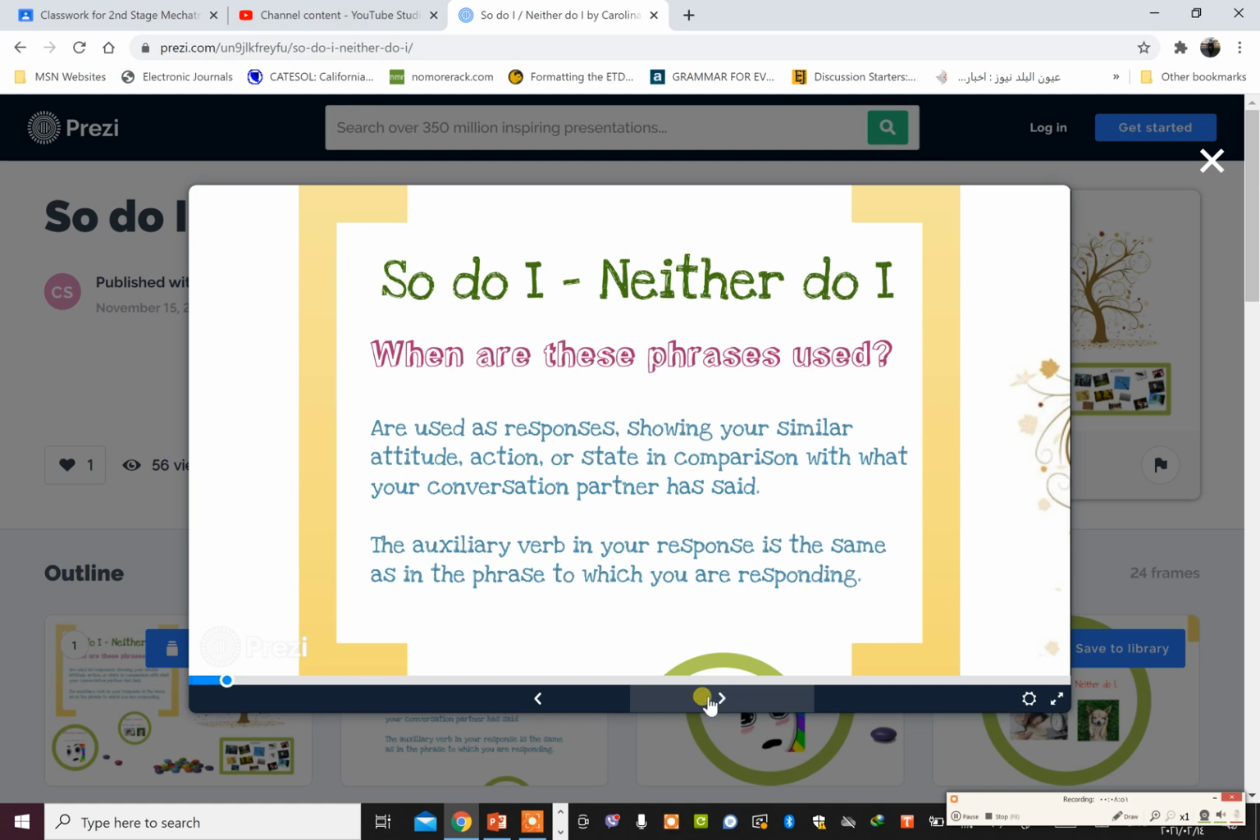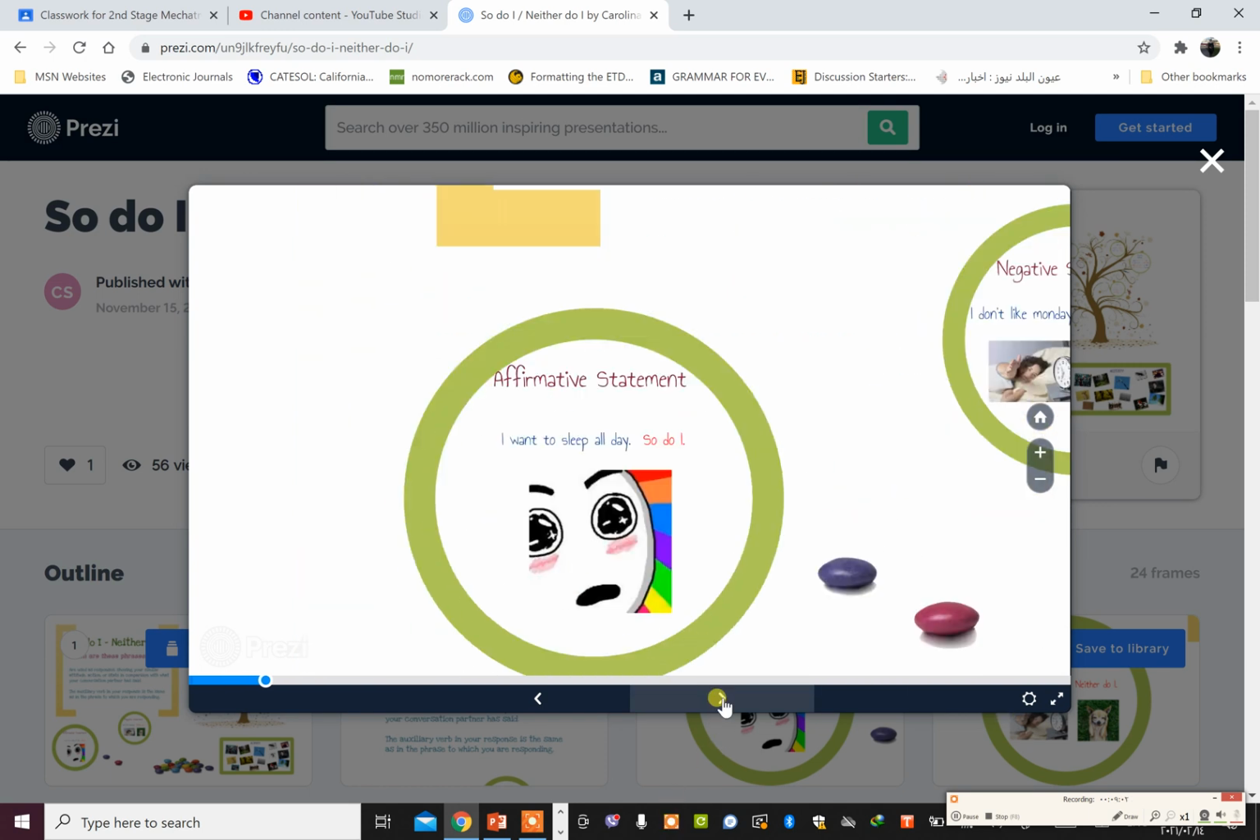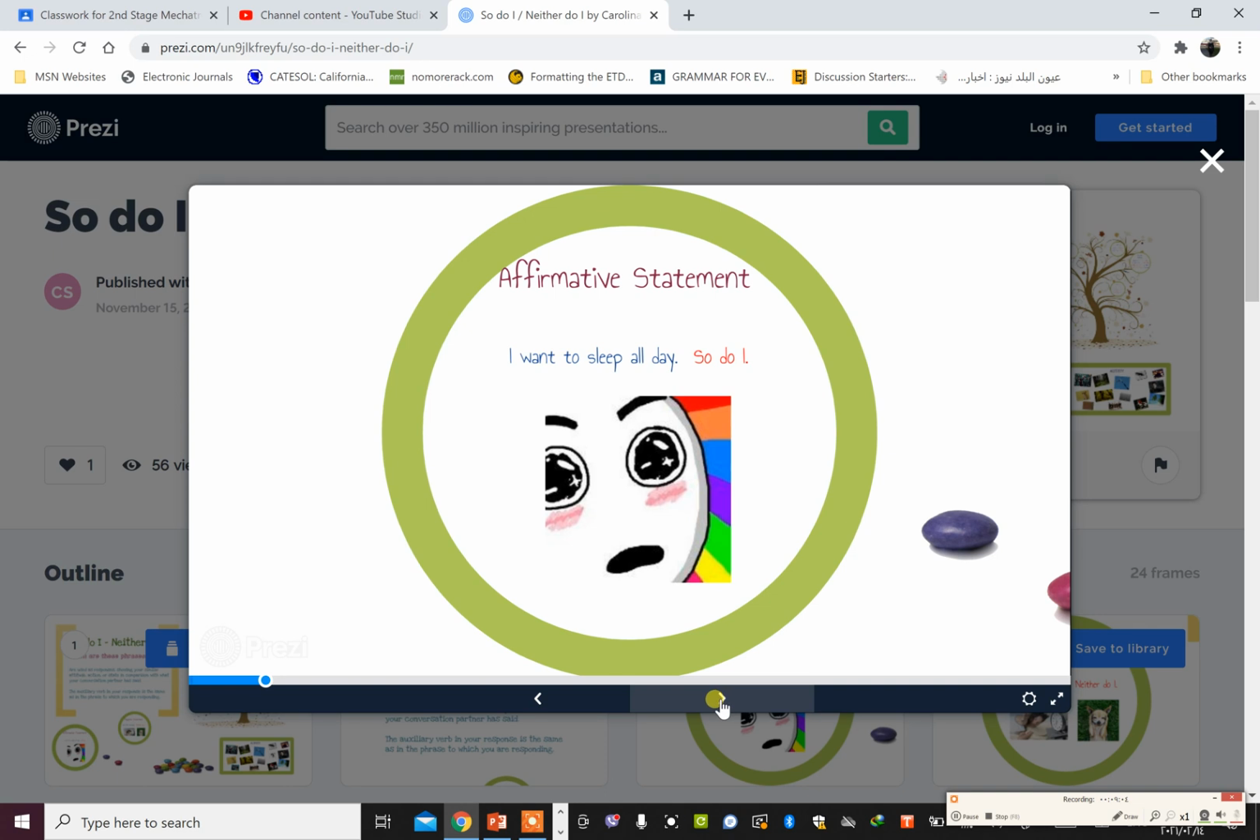If you have the same attitude that you already talked about. Okay, so here the auxiliary verb in your response is the same as in the phrase. Okay, but we don't need to mention a verb. For example, I want to sleep all day. This is an affirmative statement. So if I agree with it and have the same attitude, I say so do I, because the auxiliary of the verb want is do, so that is why so do I.